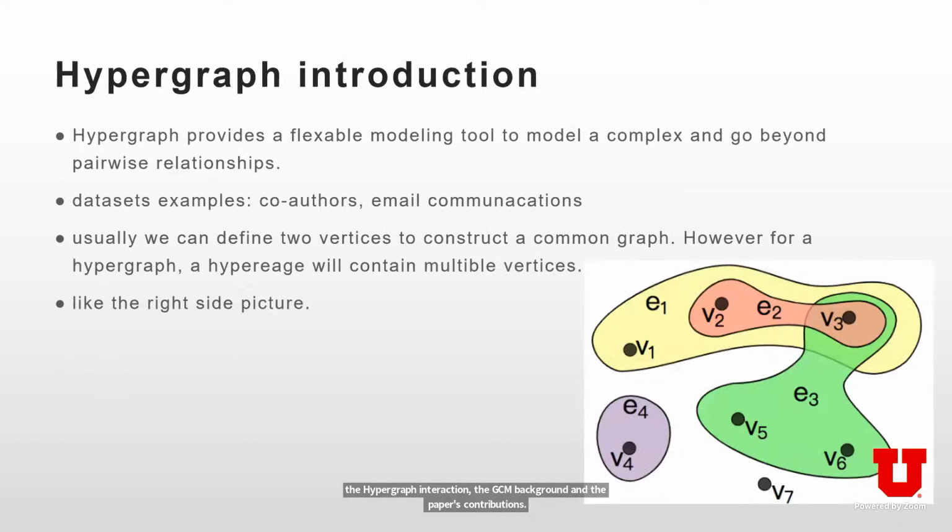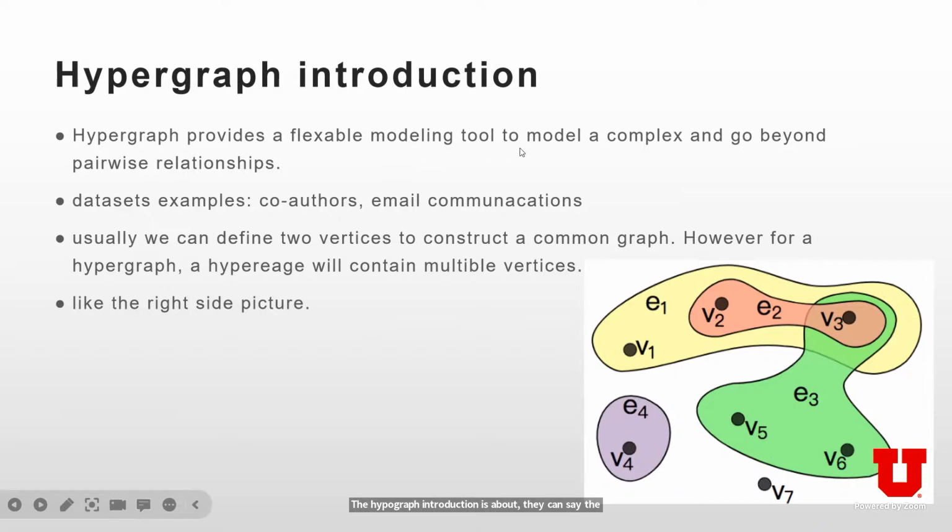The hypergraph provides a flexible modeling tool to model complex relationships that go beyond the pairwise relationship. Examples are co-authorship and email communications. Co-authorship is also the dataset that the paper runs experiments on. In a simple graph, an edge connects two vertices, while a hyperedge contains multiple vertices, like the red picture.